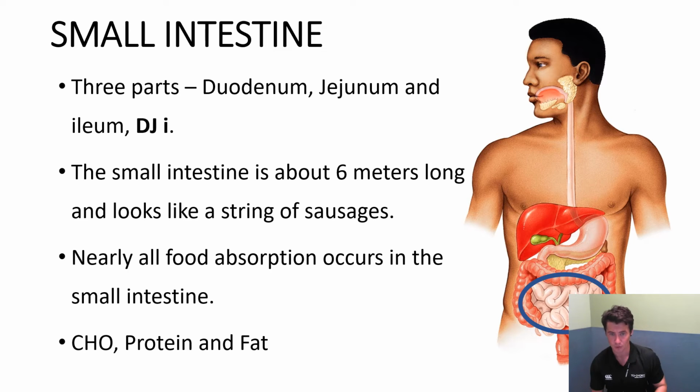Nearly all food absorption happens in the small intestines. So this is where absorption from your digestive tract into your blood system happens. So we're looking at absorption of carbohydrates, proteins, fats, and all the minerals that are associated with any of that absorption.